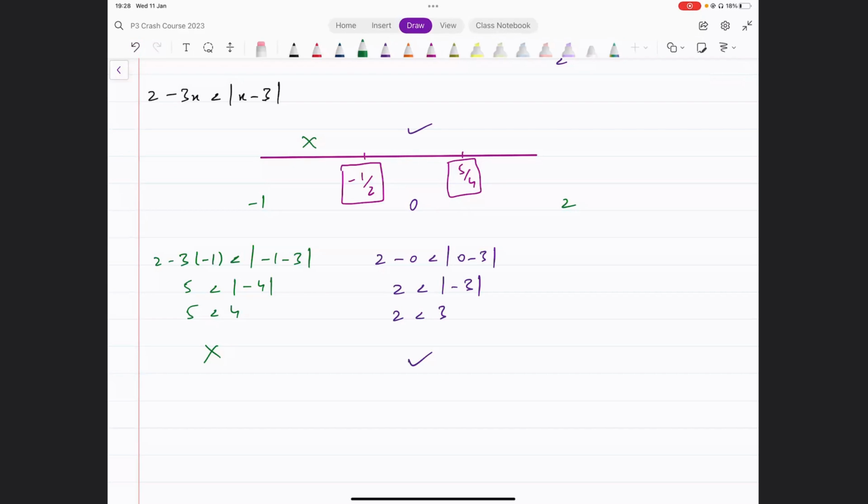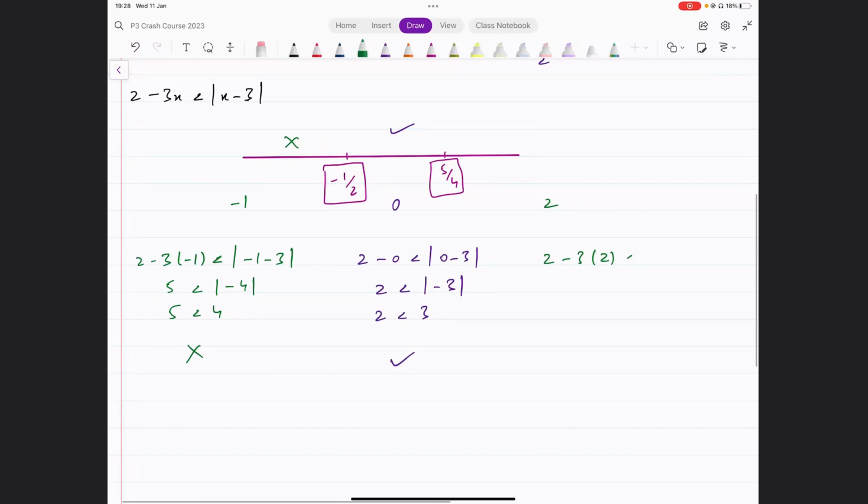Let's check the one on the right. Let's input 2 in that inequality. We have 2 minus 3 into 2. That is less than modulus of 2 minus 3. All right. Now on the left side, you've got minus 4. Minus 4 is less than modulus of minus 1, and we're getting minus 4 less than 1. This is also correct. So you see, this region is correct, and this region is also correct. We have two regions which are correct.